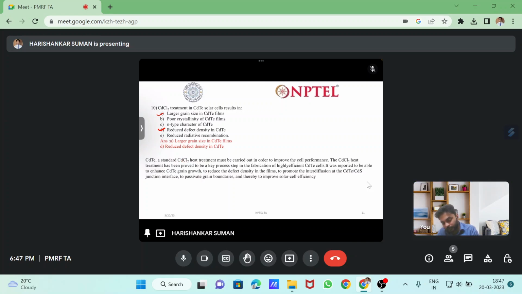Yes. So for cadmium telluride, as a standard, heat treatment must be carried out in order to improve the cell performance. It has been proved a key process in high efficiency applications. It is reported to enhance the grain growth, reduce the defect density in the film, promote the interdiffusion at the junction interface, passivate the grain boundary, and improve the solar cell efficiency.